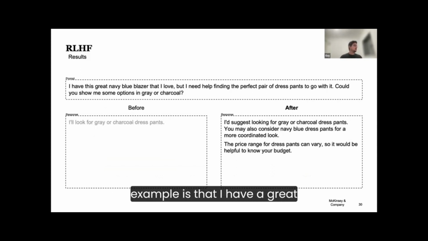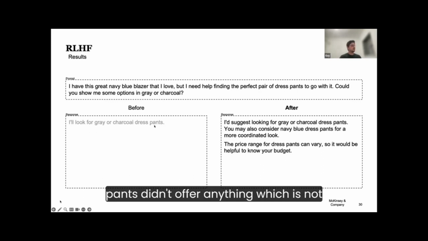And another example is, I have a great navy blazer. What can I wear with it? So before, he just asked to look for gray or charcoal dress pants. He didn't offer anything, which is not the response he should have given. And here he suggested to look for gray or casual pants, but he may also consider the navy blue dress pants for a more coordinated look.